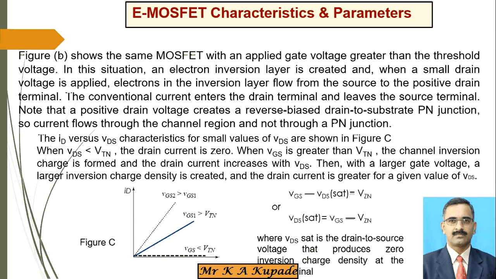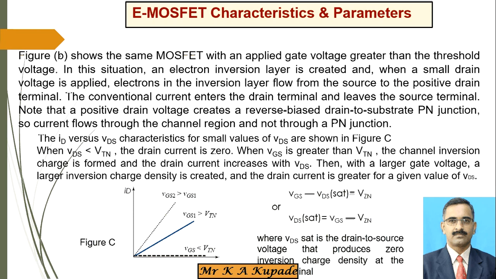When a small drain voltage is applied, electrons in the inversion layer flow from the source through the inversion layer towards the drain terminal, and the conventional current enters the drain terminal and leaves the source terminal.